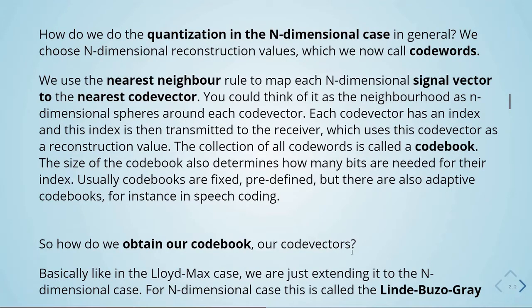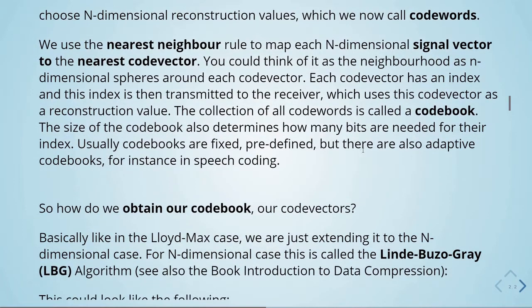How do we do the quantization in the n-dimensional case in general? We choose n-dimensional reconstruction values, which we now call code words. And we use the nearest neighbor rule to map each n-dimensional signal vector to the nearest code vector. You could think of the neighborhood as n-dimensional spheres around each code vector. Each code vector has an index, and this index is then transmitted to the receiver, which uses the code vector as a reconstruction value. The collection of all code words is called a codebook, and the size of the codebook also determines how many bits are needed for their index. Usually codebooks are fixed, predefined, but there are also some cases which are adaptive codebooks, for instance in speech coding.